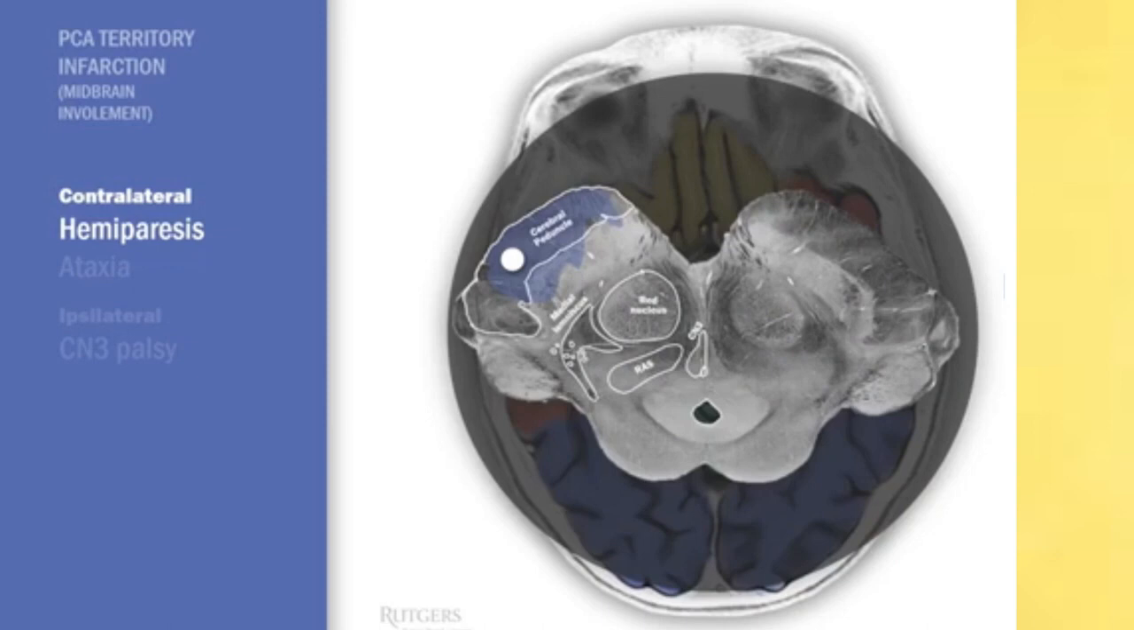Damaging the motor fibers in the cerebral peduncle causes contralateral hemiparesis. Contralateral ataxia can result from damage to the red nucleus, which is part of the cerebellar pathway. And damaged oculomotor nucleus causes ipsilateral CN3 palsy, ptosis, medial rectus weakness, superior rectus weakness, that sort of thing.